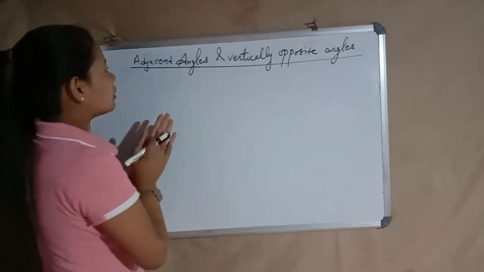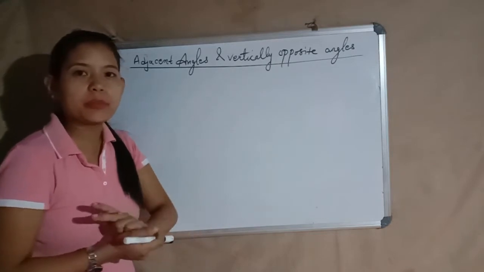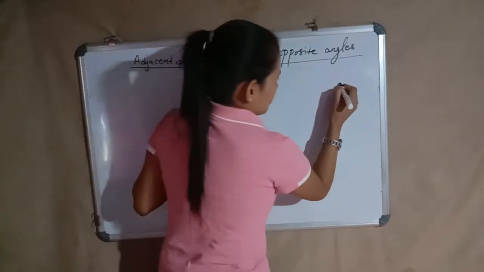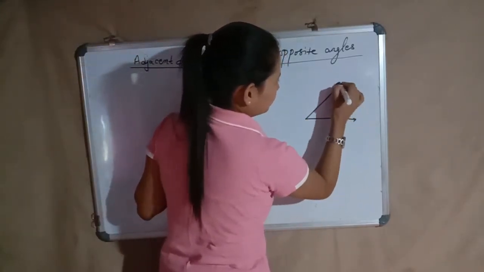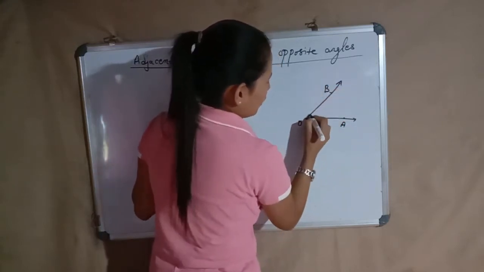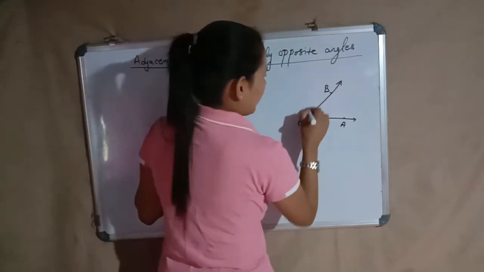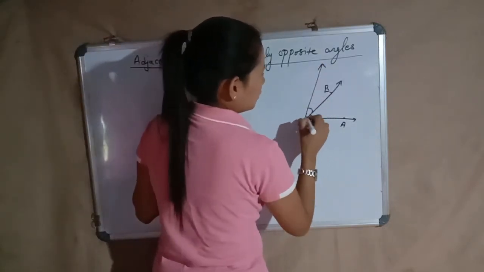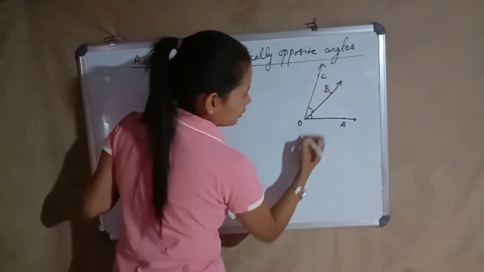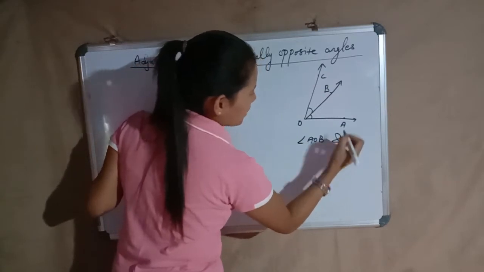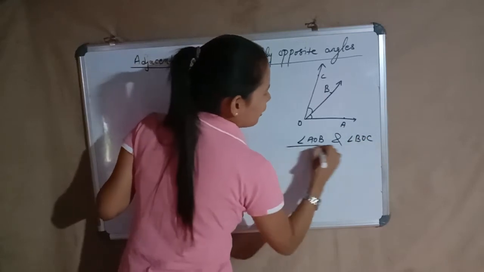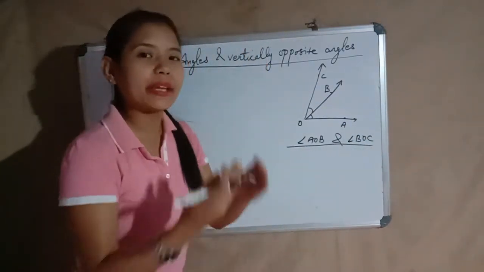Adjacent angles will not always be just two angles. There can be many angles which are adjacent to each other. I'll give you one example. If we have this angle, say A, O, B, and another angle, say B, O, C, here we have angle AOB and angle BOC. These two angles are adjacent angles, meaning they lie next to each other.